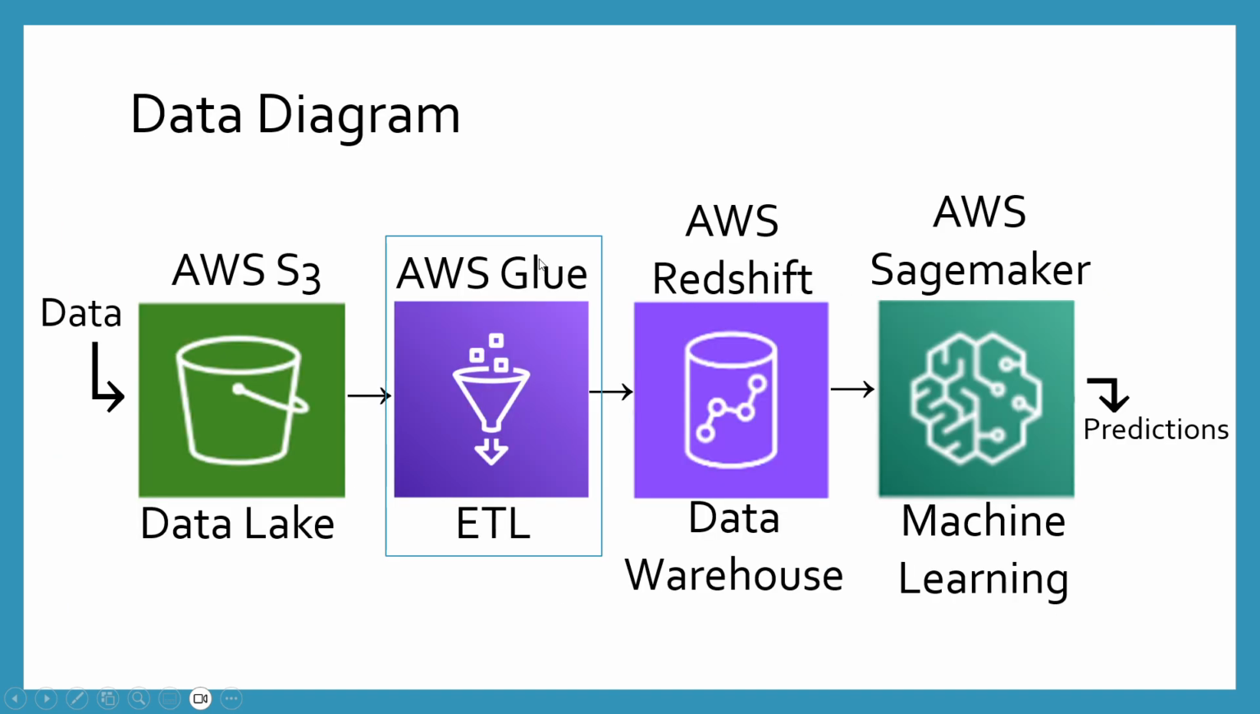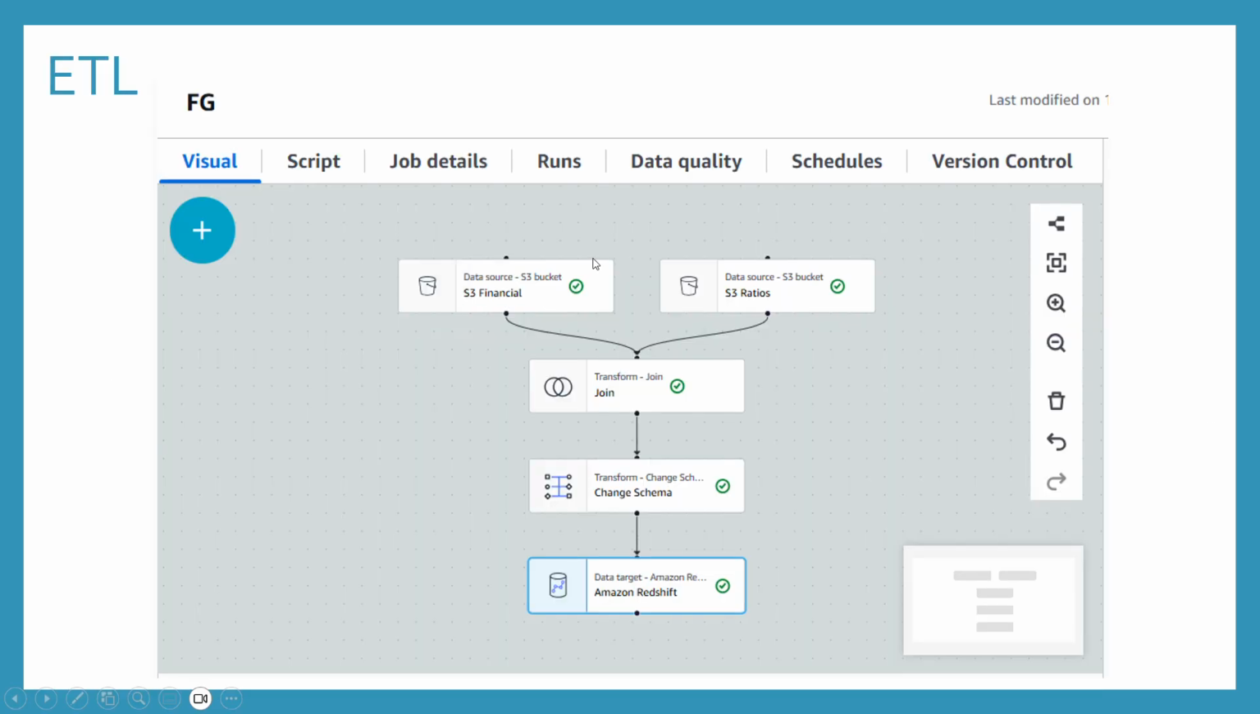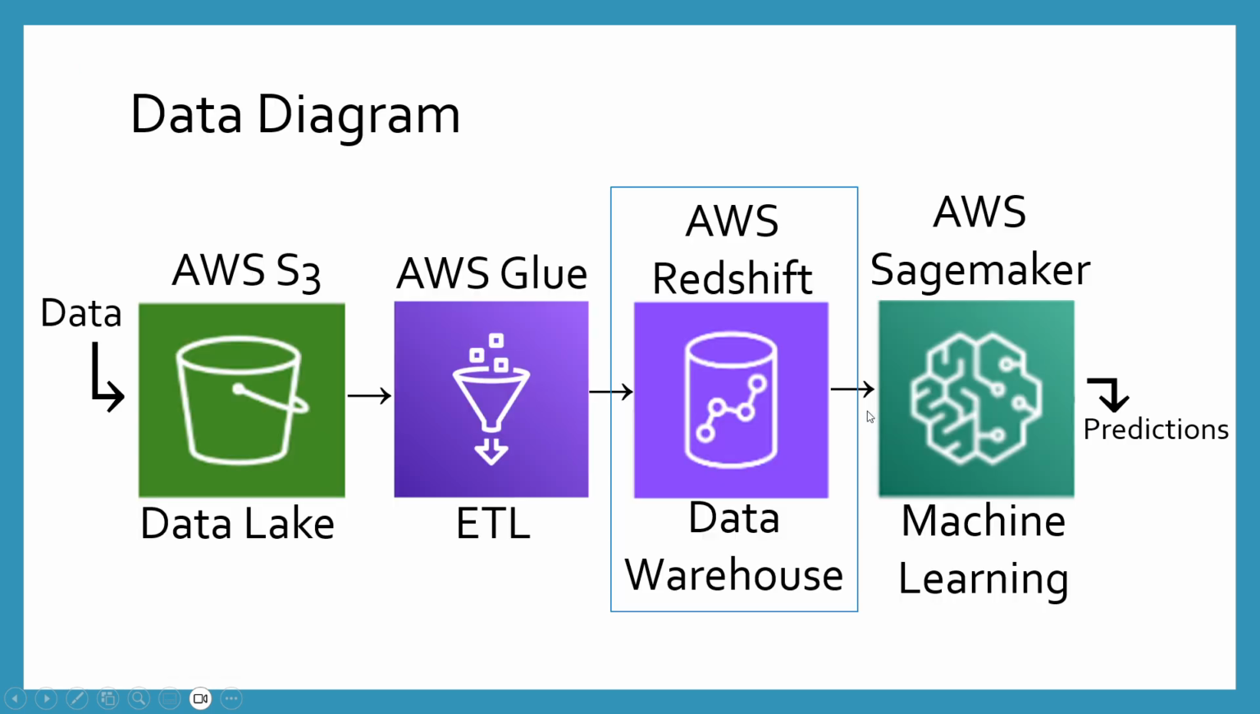For our next step, we're going to move on to AWS Glue, where we'll perform ETL, which stands for Extract, Transform, and Load Data. AWS Glue is an interface where we can input commands to modify data. In my case, I've joined the financial and ratio CSVs into one table, then exported it to Amazon Redshift, which is the next step, the data warehouse.